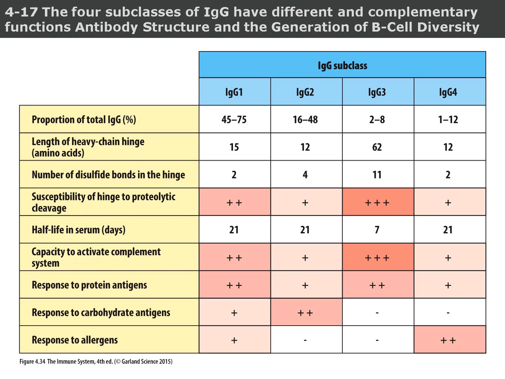In terms of immune function, immunoglobulin G3 is the strongest activator of the complement system. Immunoglobulin G1 also contributes significantly, while immunoglobulin G4 has limited ability. Each subclass also shows distinct patterns of antigen response. Immunoglobulin G2 is more responsive to carbohydrate antigens, whereas immunoglobulin G4 is more responsive to allergens.